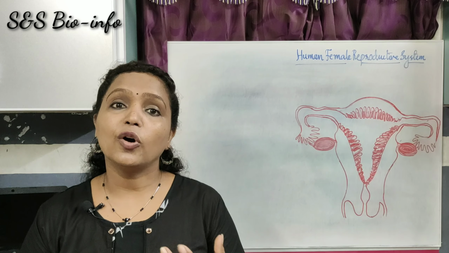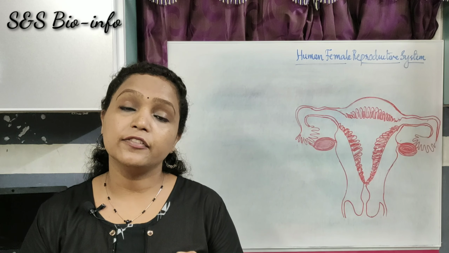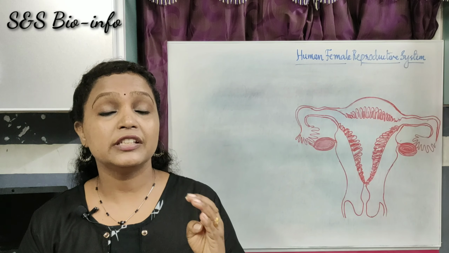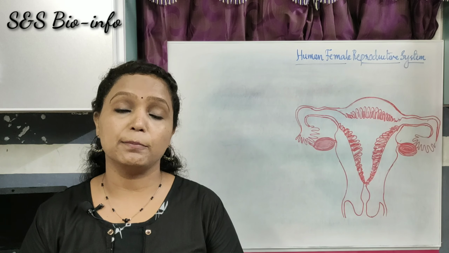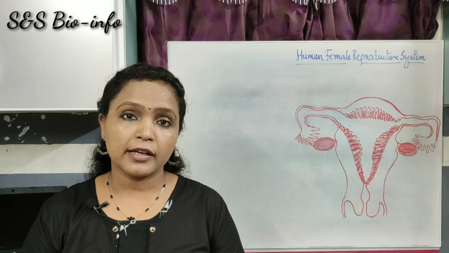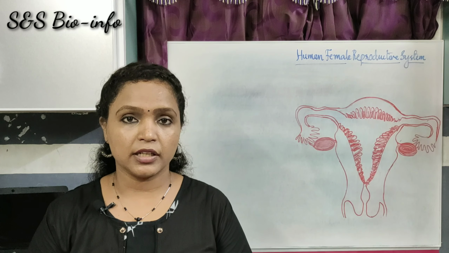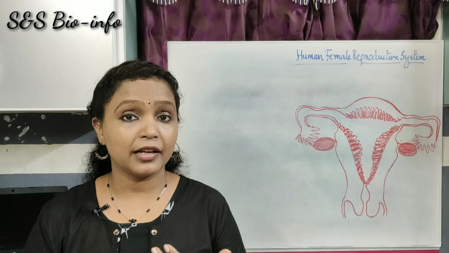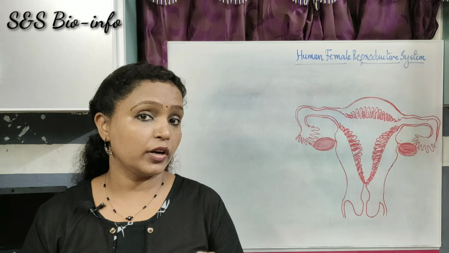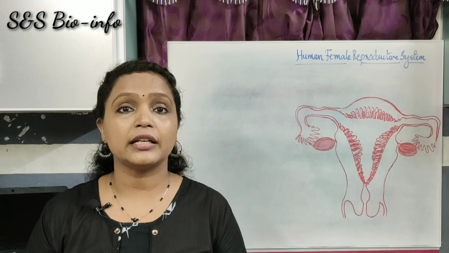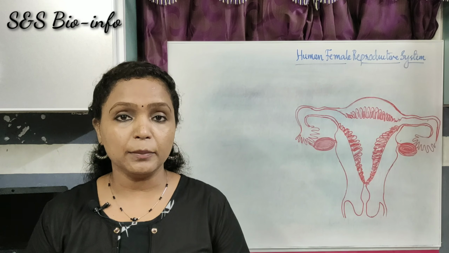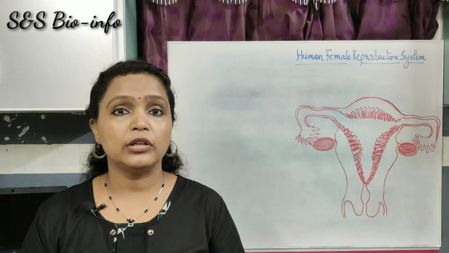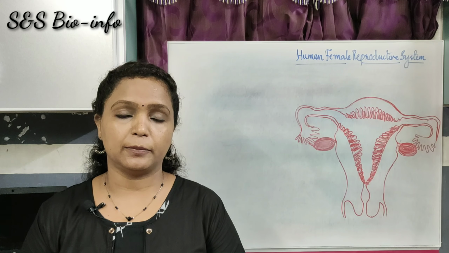After birth, no more ova are added in the fetal ovary. The complete maturation of these immature ova takes place by the onset of puberty in the human female. Onset of puberty means the time period at which the reproductive organs begin to mature and start to produce the gametes. That is puberty, which is around 10 to 12 years in the human female.